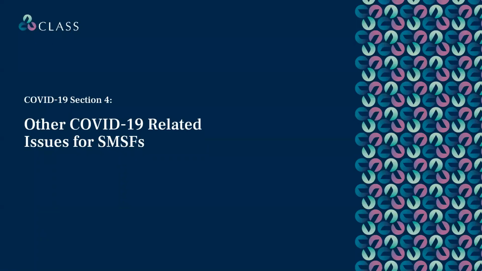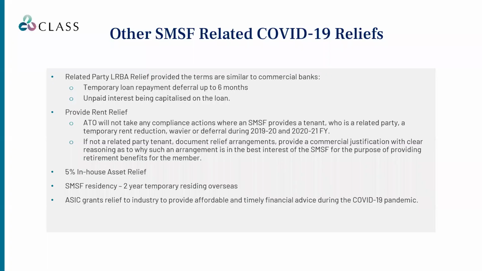Okay, other COVID-19 related measures for self-managed super funds. Most people are probably already aware there are a bunch of reliefs, documented in the media as well as by the ATO. The first one is related party LRBA, limited recourse borrowing arrangement, loan repayment relief. Just to be aware, it's a temporary loan repayment deferral of up to 6 months. Unpaid interest needs to be capitalized on the loan.